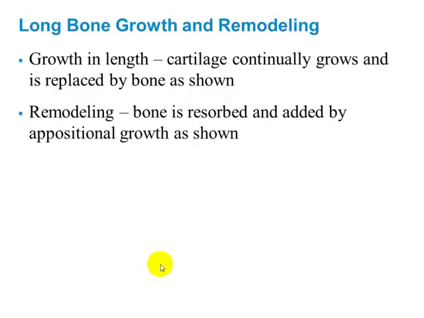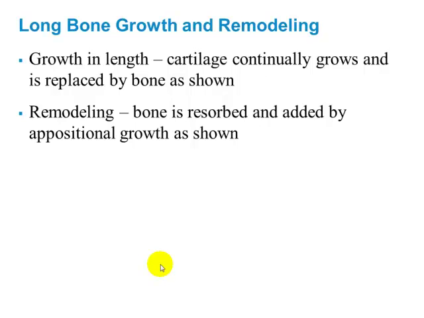So the growth in length, that's going to occur at the epiphyseal plate. All right. The cartilage will grow, be replaced by bone. In order for the bone to have the proper shape, though, we have to see remodeling going on. Okay? You can only add stuff on top so much. You have to also then change things. So a couple things have to happen.